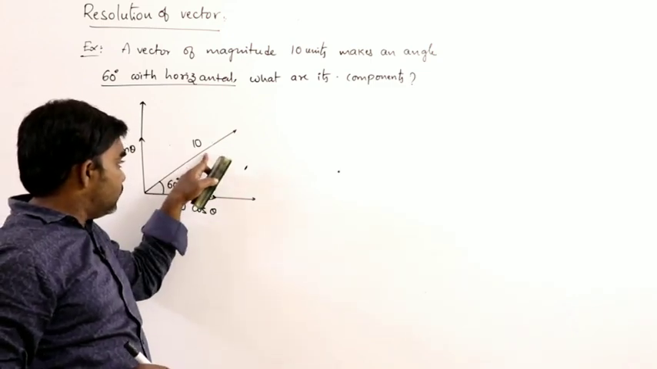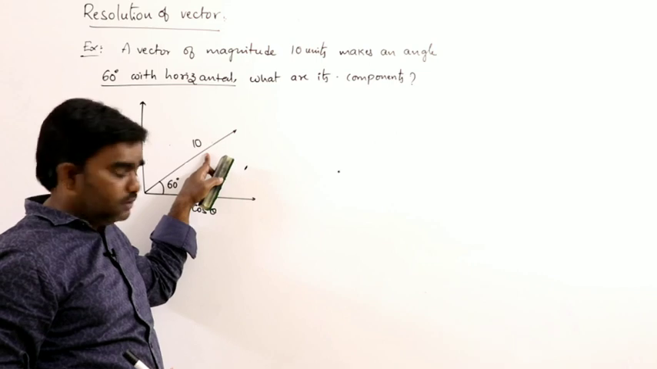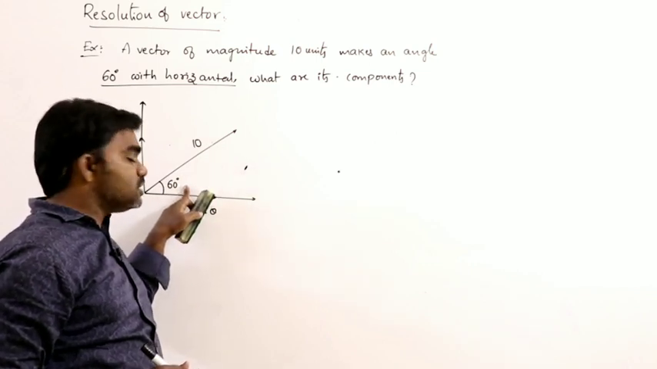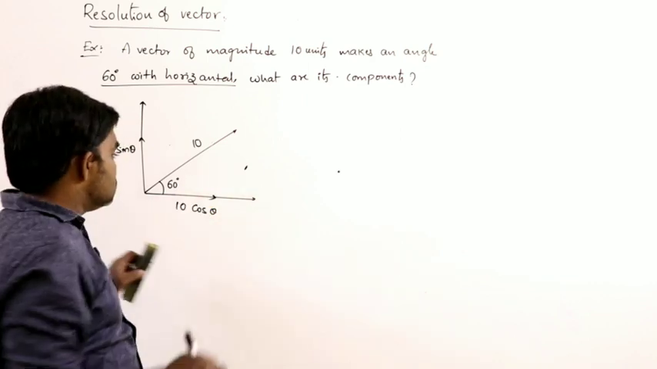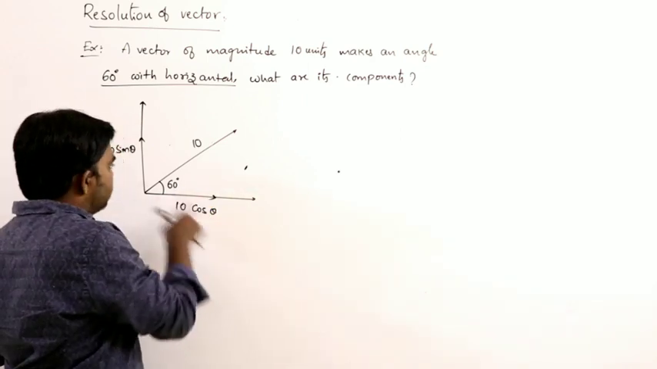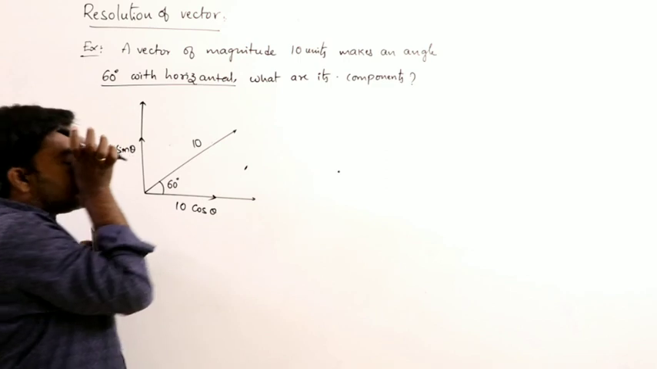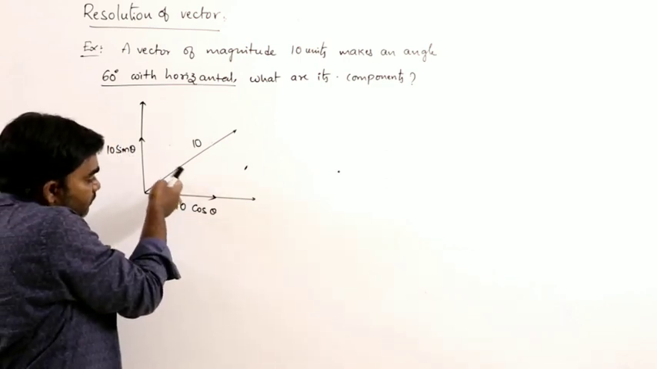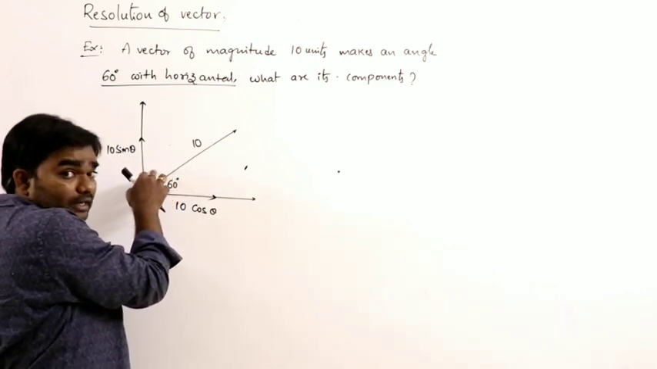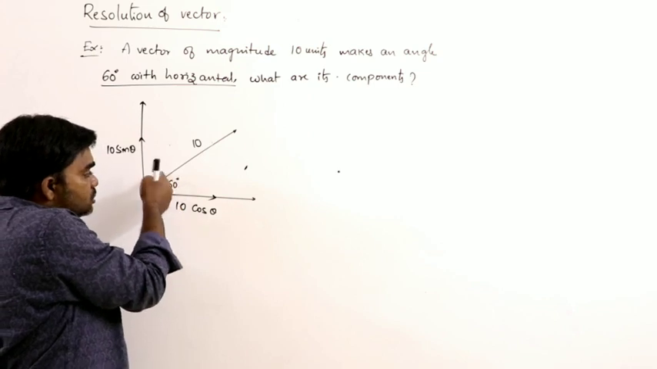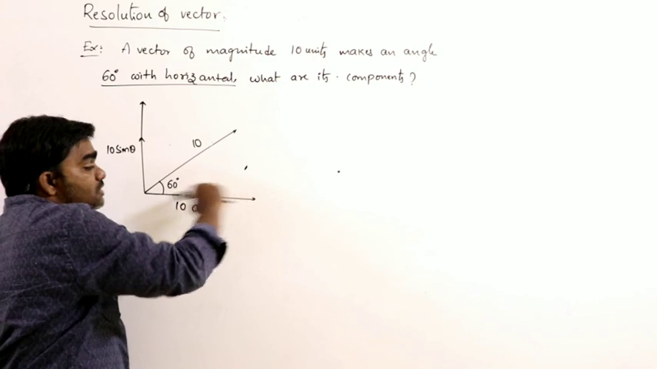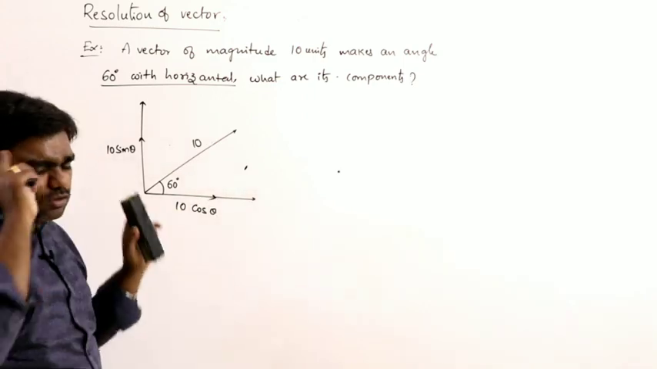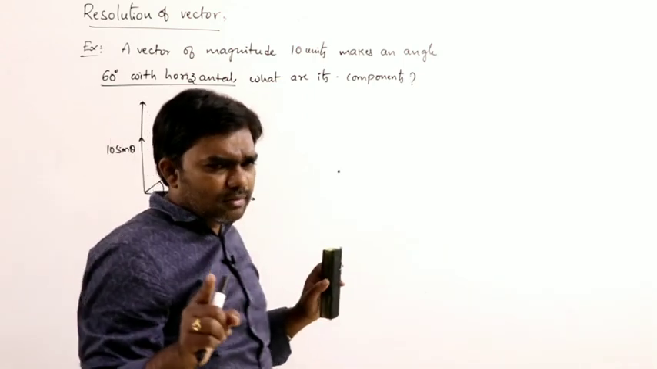Because here the vector of magnitude 10 makes an angle 60 degrees with the horizontal, that's why this is the cos theta component and this is the sin theta component. If the given angle is 60 degrees with vertical, then this component becomes cos theta and this component becomes sin theta.